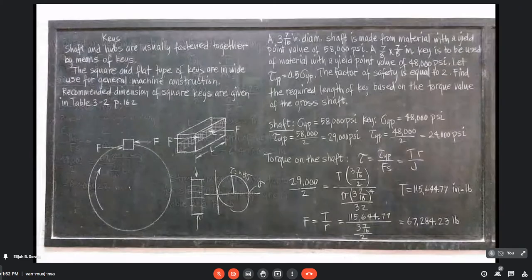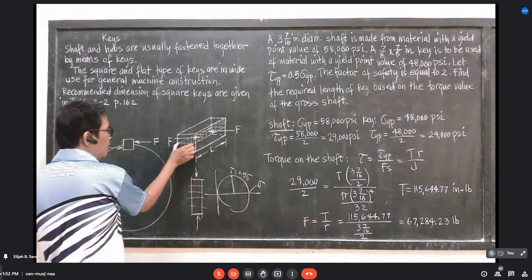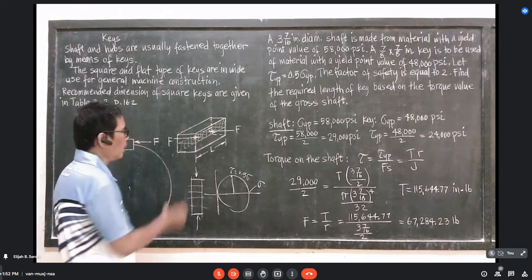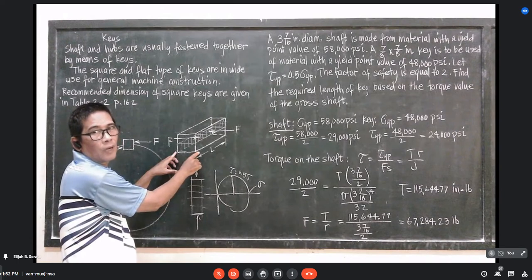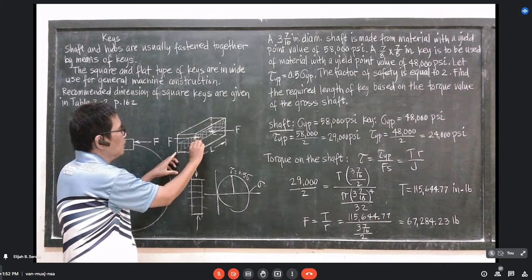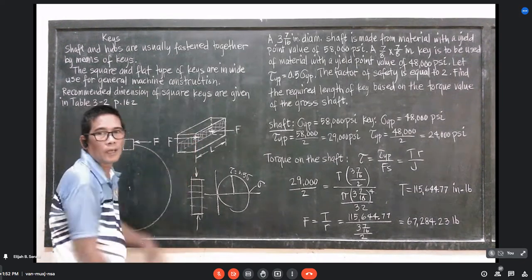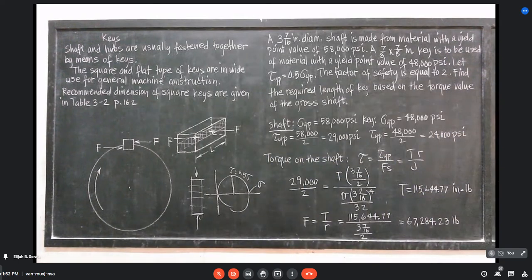What will happen is, this is always 1/2 of this one, if it is a square key. What happens if it's a rectangular? Probably this is a little bit longer. So it's not anymore 1/2 of this one. Did I answer your question? Yes, sir.